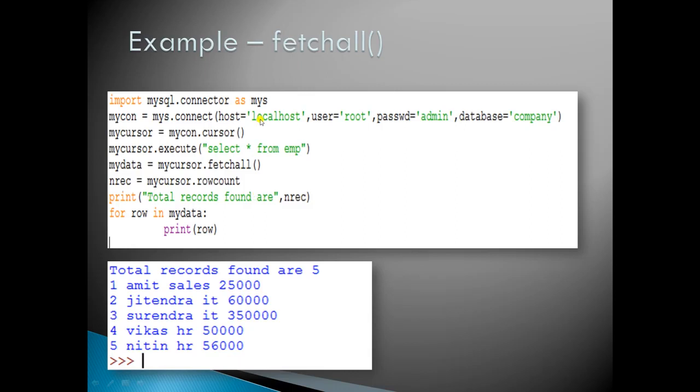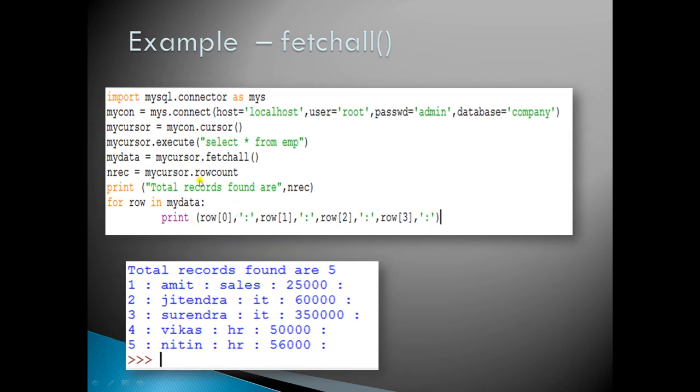Next you can see the example of fetchall. In this the first three lines are the same, and the fourth line is also the same. You have to execute the query, then call the fetchall function, and I have saved this in my data variable. Then rowcount will count the total number of rows. Then print the total records found. Then you have a for loop, for row in mydata, then print row. Again you are fetching the record. Here you are printing the data row-wise, meaning the first row, then row 1, then row 2, then row 3.